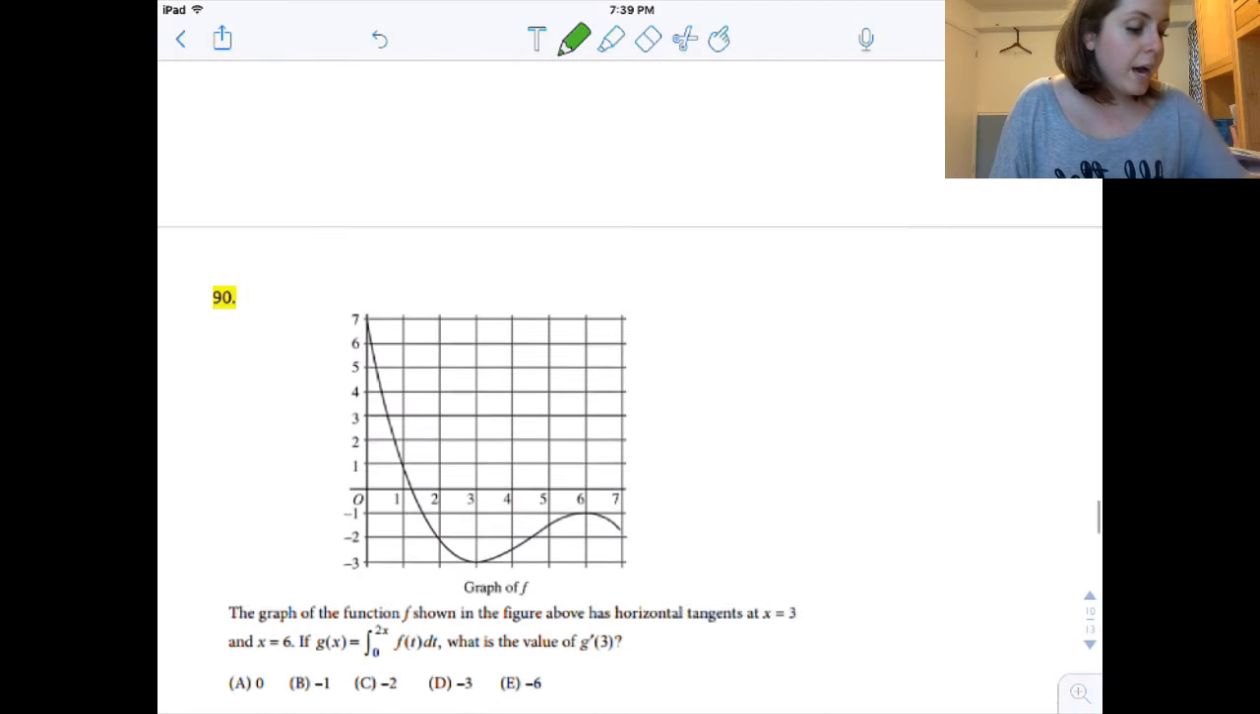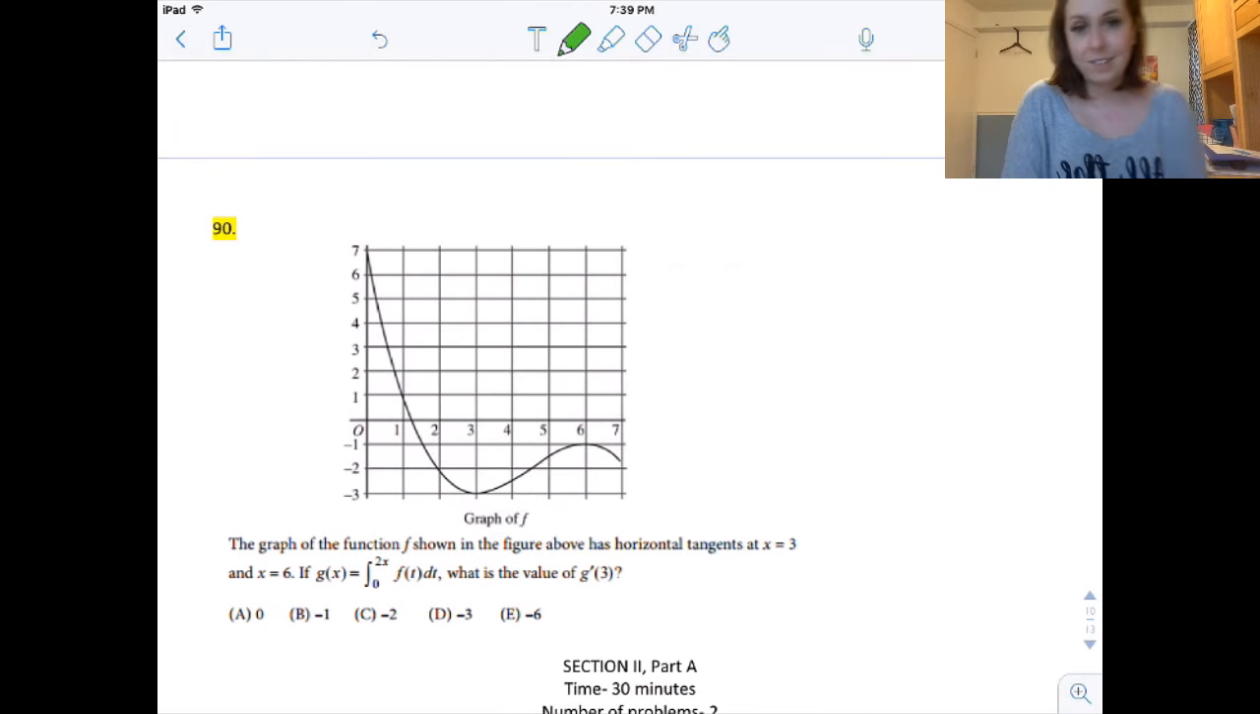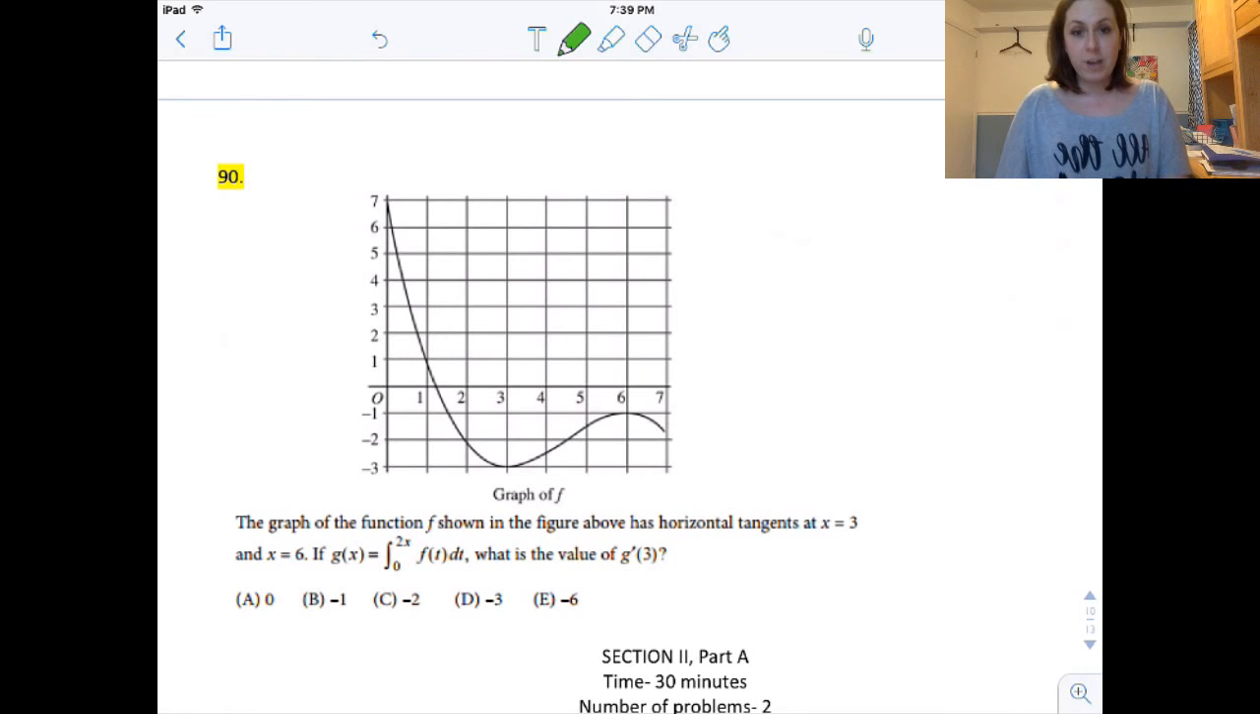Last one of these multiple choices, and then we'll see if you guys have any free response questions, and then we are out for our last live stream. The graph of the function f is shown. It has horizontal tangents at 3 and at 6, so that tells you that really is a max, that really is a min. And g is the integral from 0 to 2x of f. What is g prime at 3?